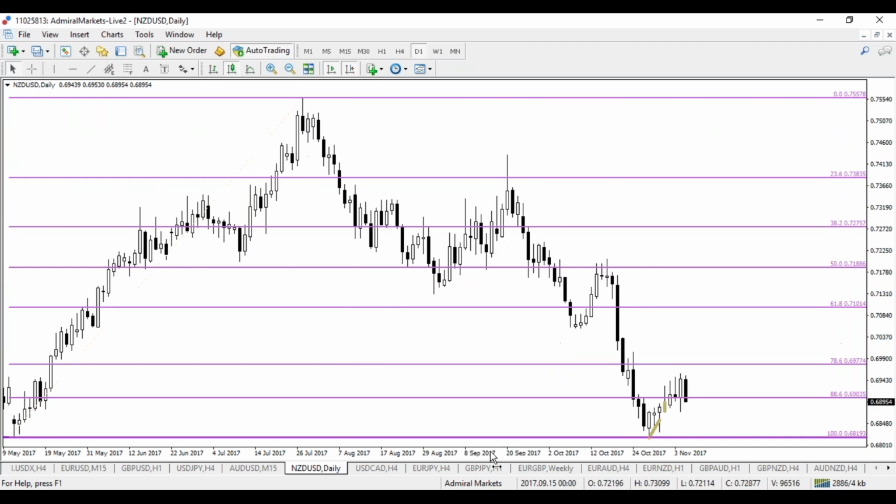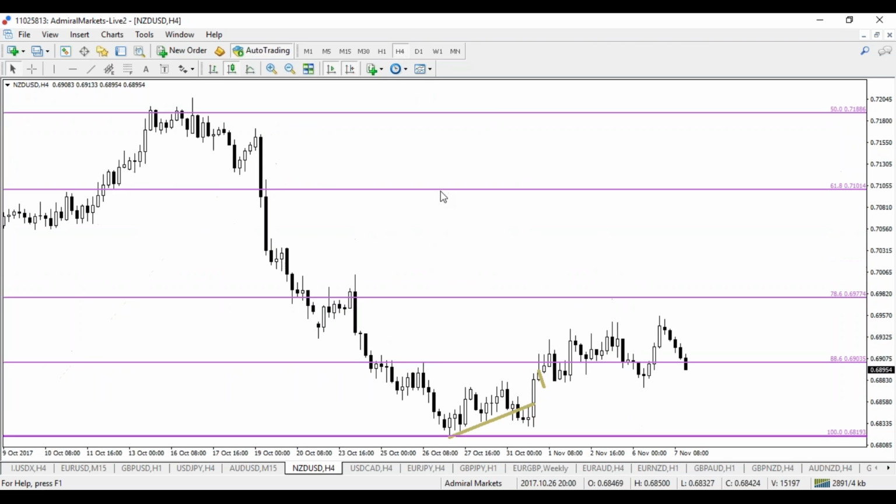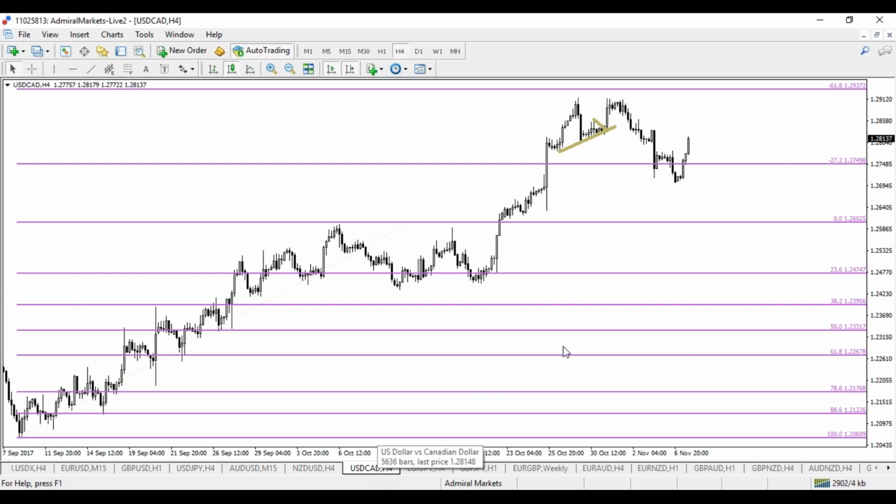Kiwi. Also bearish, but has an interest rate soon. So I would be careful with the Kiwi. That's tomorrow. Dollar CAD is bullish.